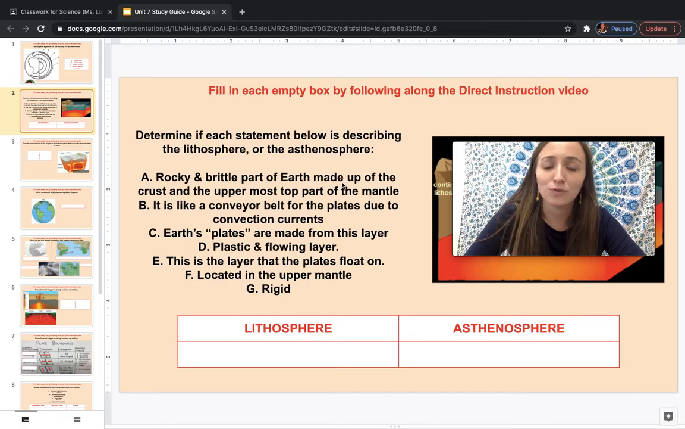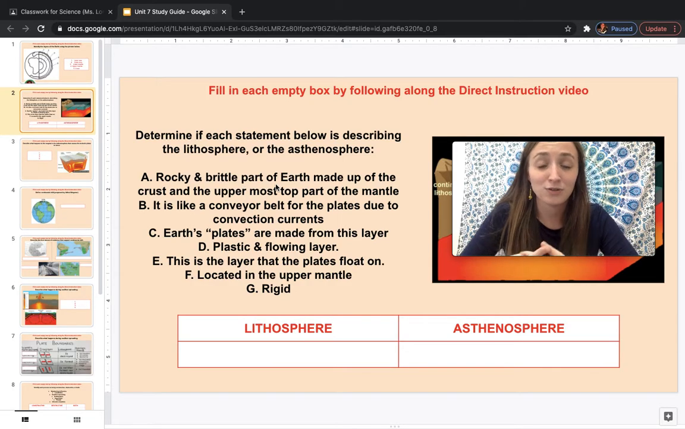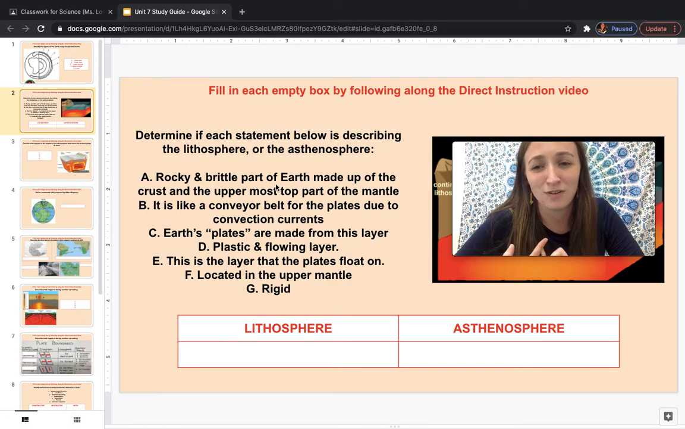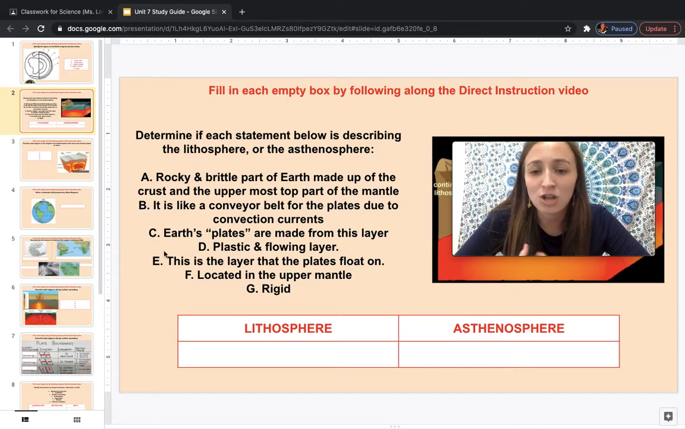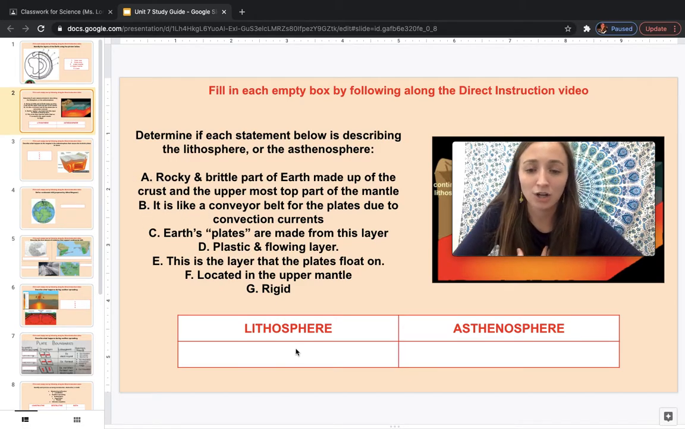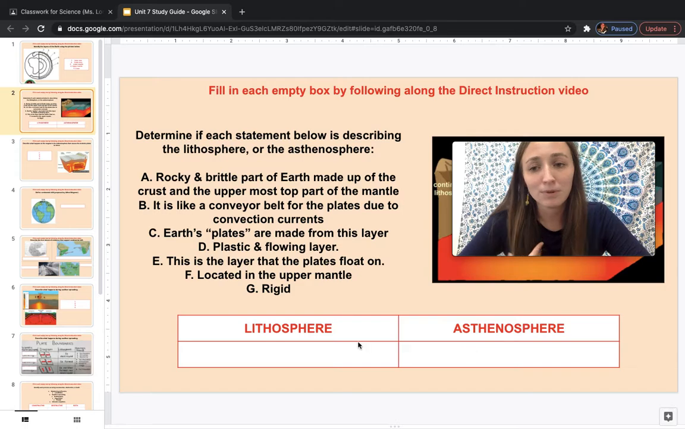For each of these statements, these are either facts about the lithosphere, that top layer, or the asthenosphere that's right below the lithosphere. So let's read through each and put each letter under lithosphere or asthenosphere. Pretty easy.